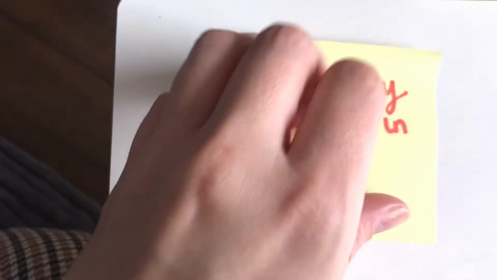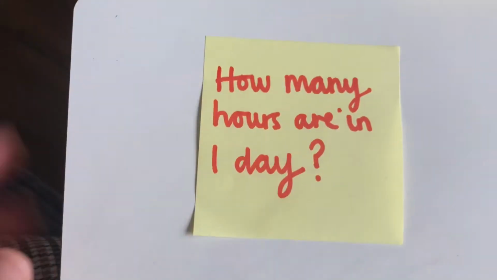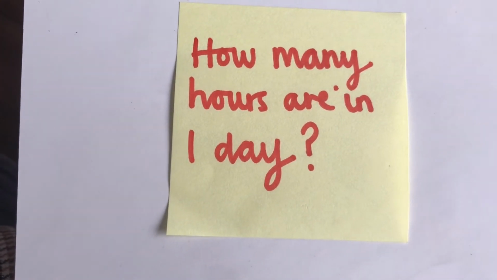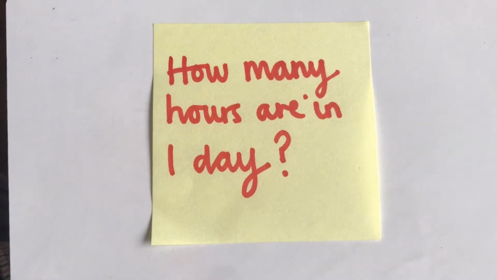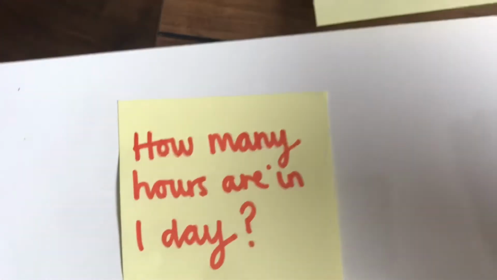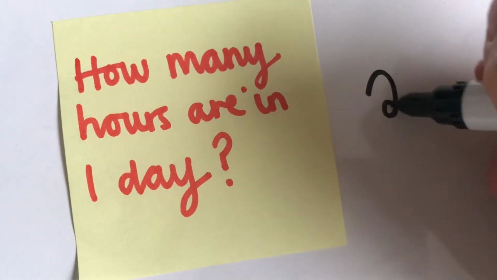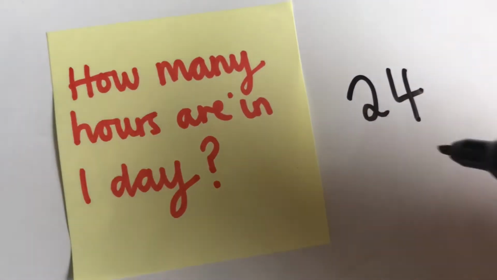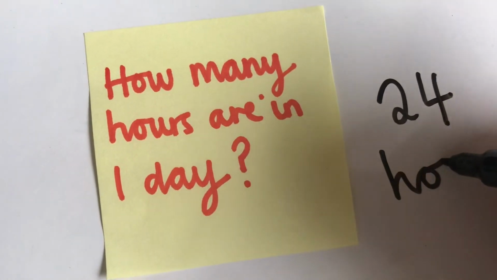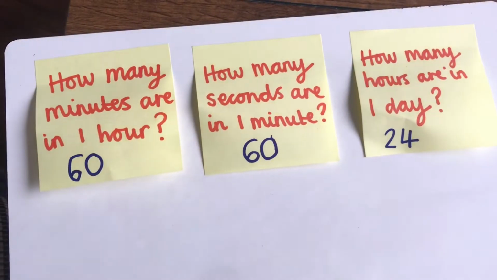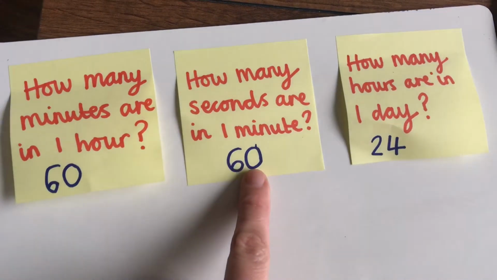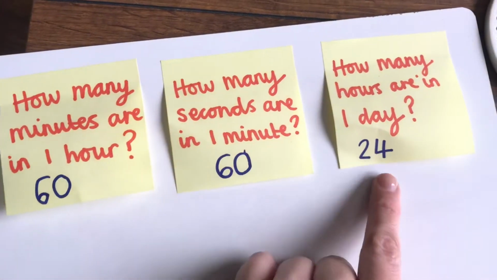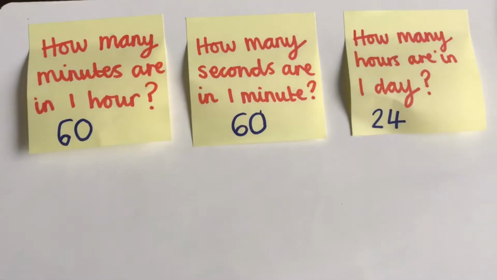Okay, so my next fact that I'd like you to try and remember, Y3, is how many hours are there in 1 day? Do you know? So there are actually, in 1 day, 24 hours. There are 60 minutes in 1 hour. There's 60 seconds in 1 minute. There are 24 hours in a day.